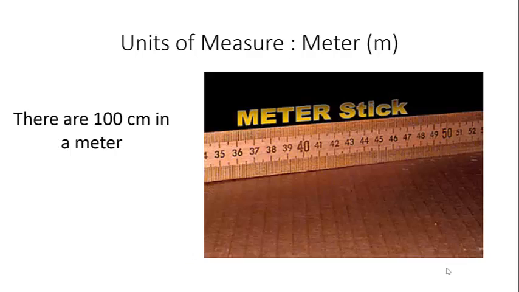Now, when we look at this one stick, the meter stick all the way across, that is the length of 1 meter. And if you notice, the numbers in the middle of the meter stick go all the way from 1 to 99. That means there are 100 centimeters in 1 meter.